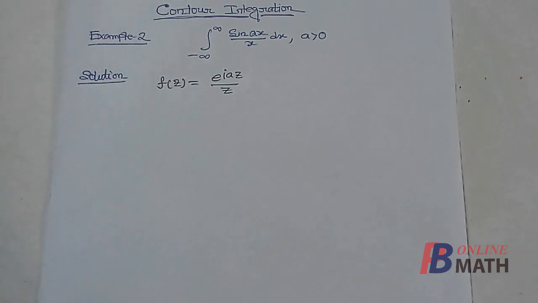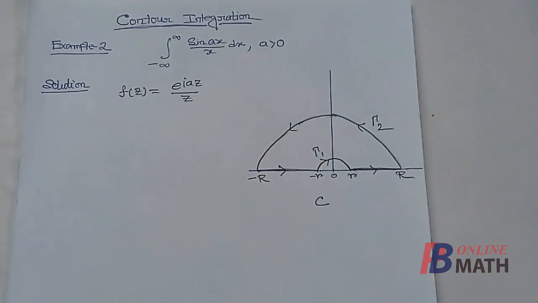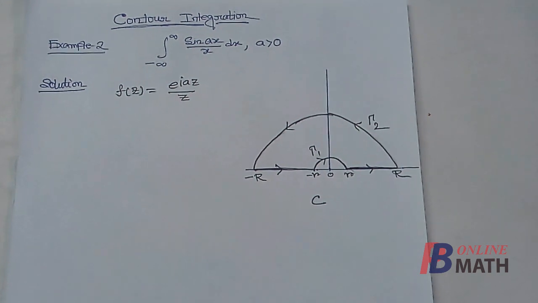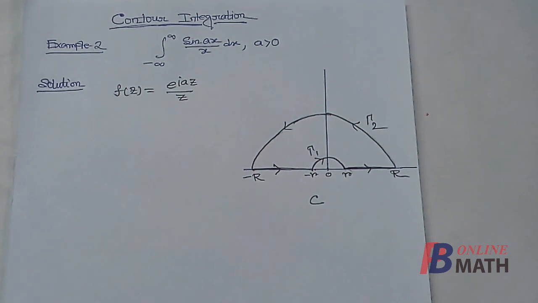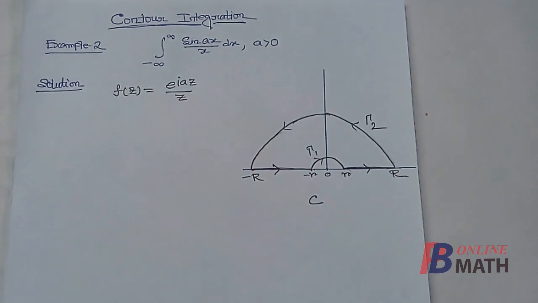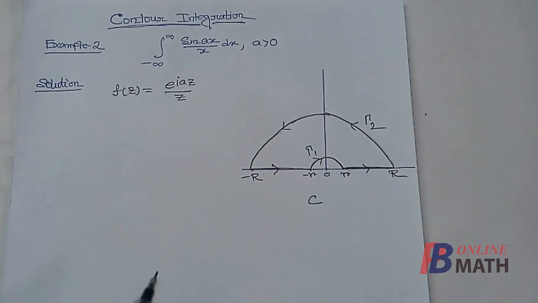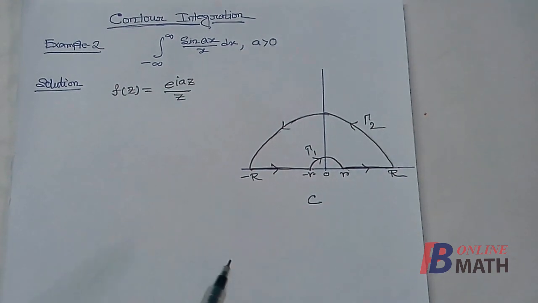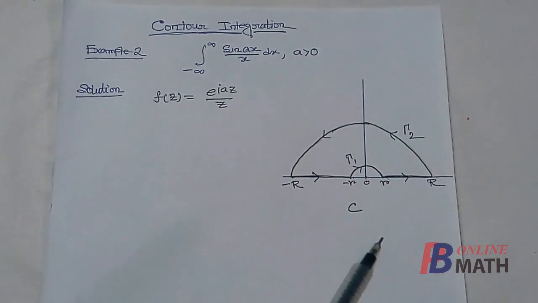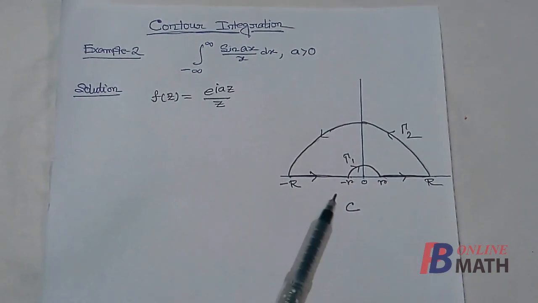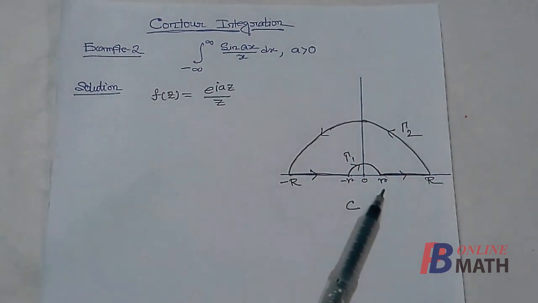Next, we select the contour. Roughly, this is our contour. We have selected the contour in such a manner that the real axis is a part of the contour. Now the singularity z equal to 0 lies in the real axis, so we have to exclude the singularity. Here we have excluded the singularity z equal to 0 by this semicircular arc.